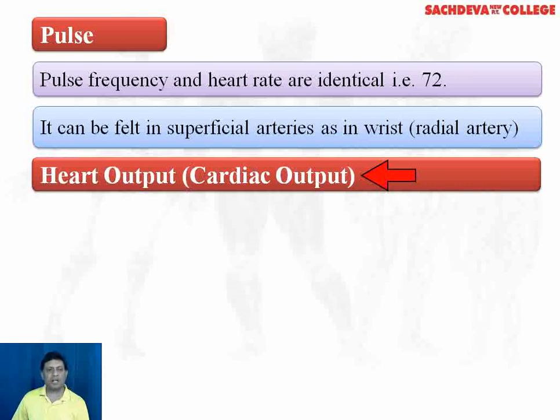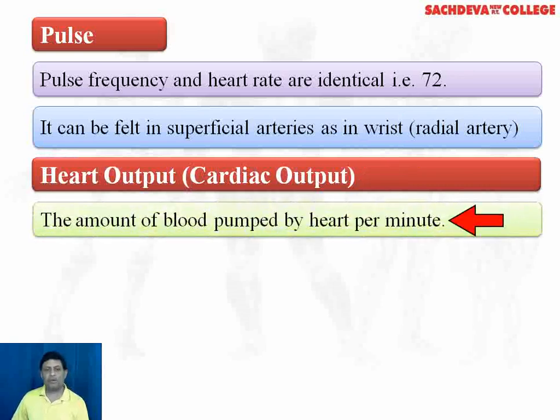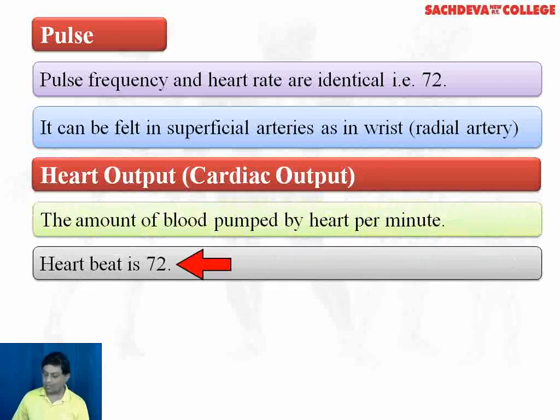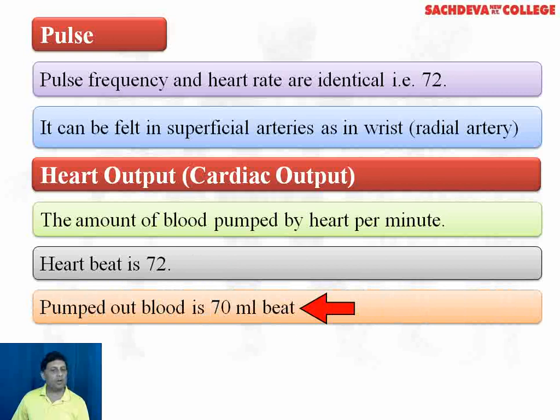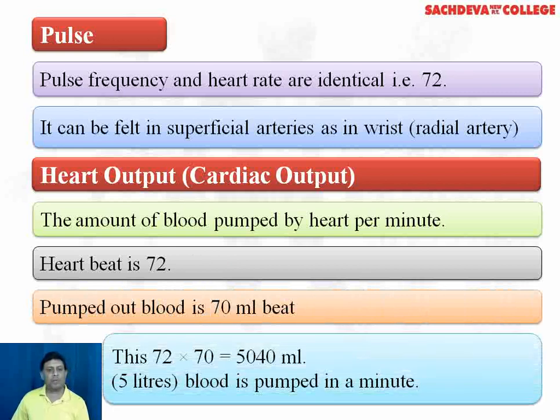The cardiac output. The amount of blood pumped by the heart per minute is known as cardiac output. Heartbeat is 72. Pumped out blood is 70 ml per beat. Multiplying the two, we get the cardiac output, which is approximately 5 liters. That is, about 5 liters of blood is pumped in a minute.